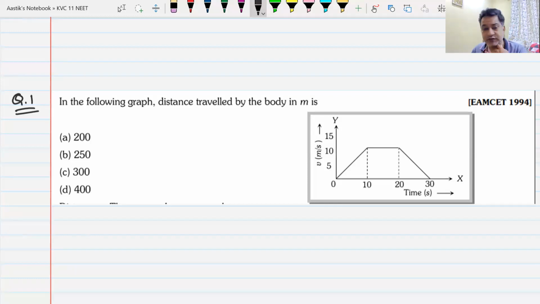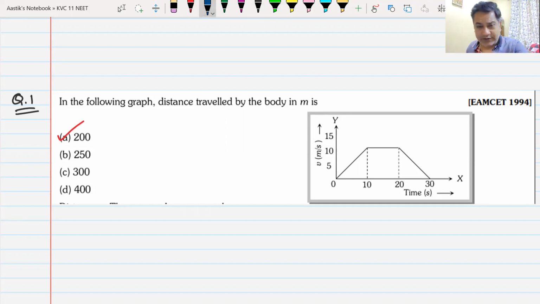Yes, Bacha, what is the answer for this one? Option A, sir. Yes? Option A. I can't hear anyone. Anyways. That is correct, 200 meters. That is correct. Well done.